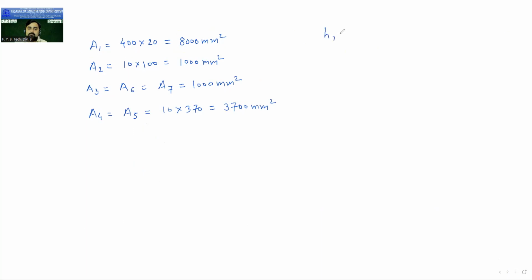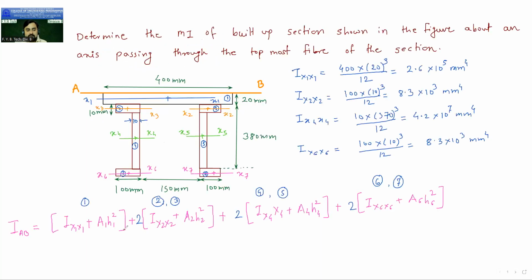Now H1. What is H1? See here, H1 is here and AB is here. Okay, so the distance between x1 and AB is nothing but H1. Look at the axis here, to calculate H1 we need to see who is here, take the distance between x1 and AB.